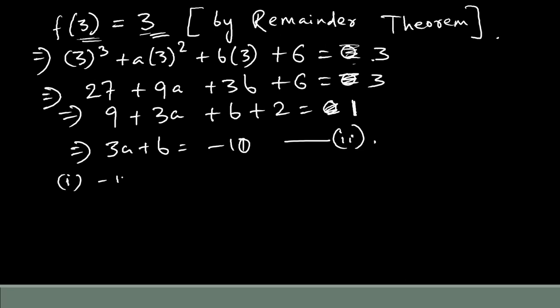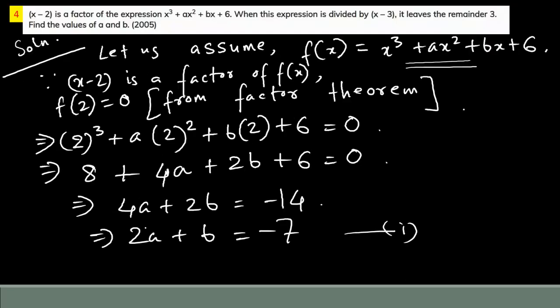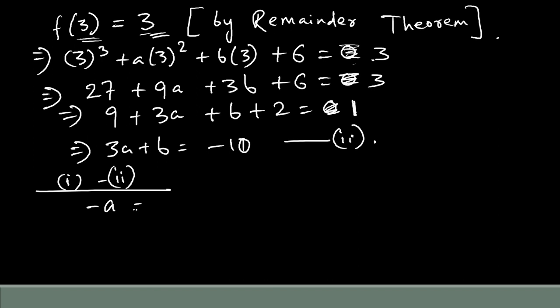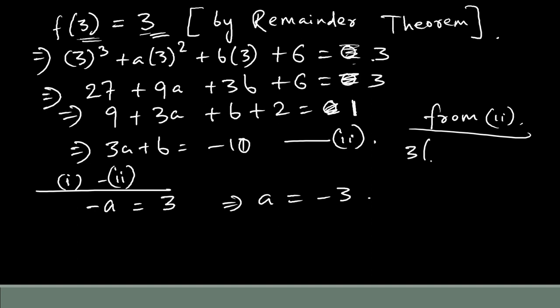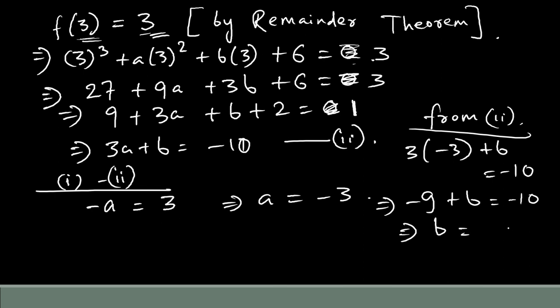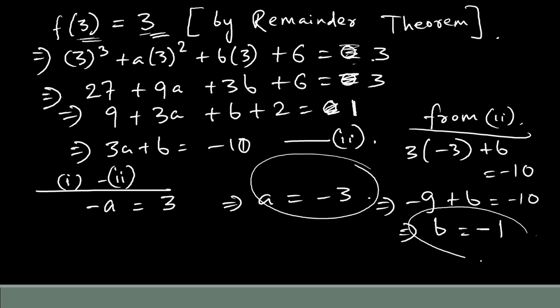So you can simply do 1 minus 2. So 1 minus 2 is 2a minus 3a, that is minus a, and the other side is minus 7 plus 10, that is 3. So this means a equals minus 3. And when you put a equals minus 3 in, let's say, equation 2 only, you get 3 times minus 3 plus b equals minus 10. That means minus 9 plus b equals minus 10. From here you get b as minus 10 plus 9, that is minus 1. So one answer is a equals minus 3, the other one is b equals minus 1.